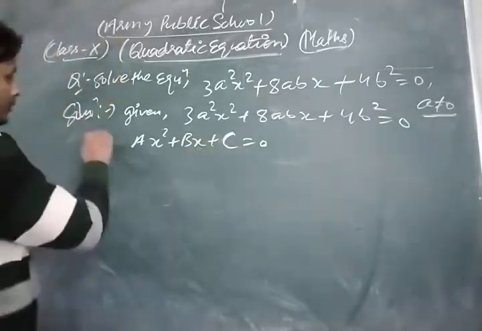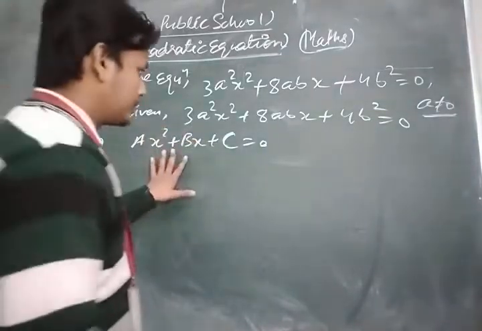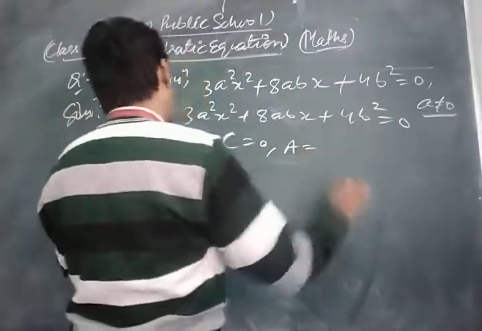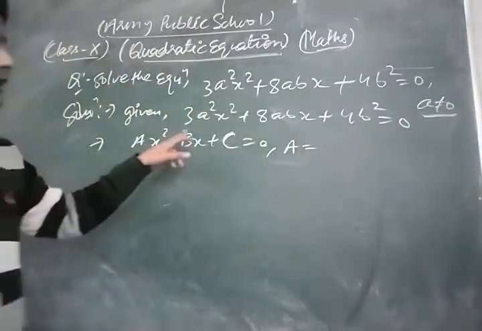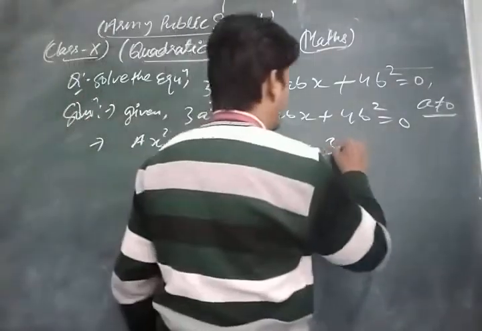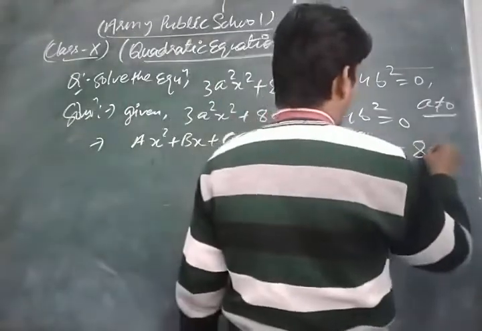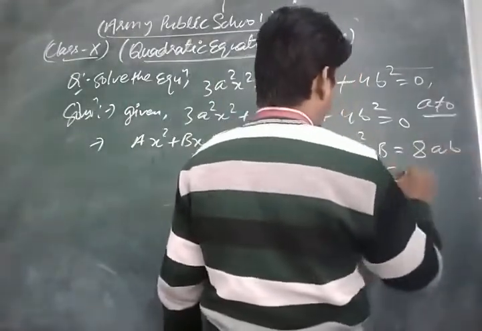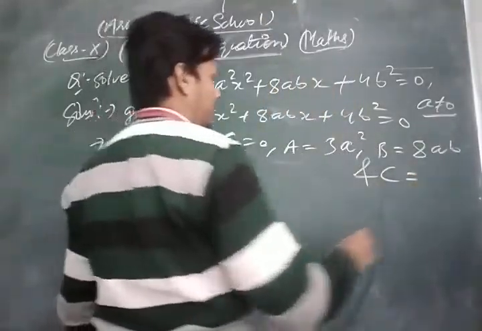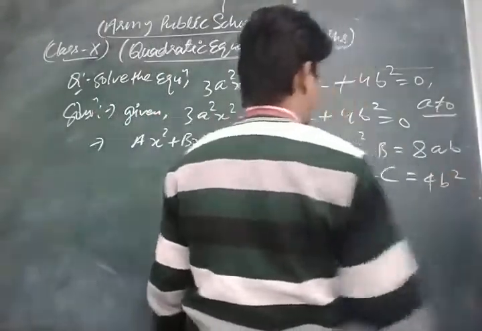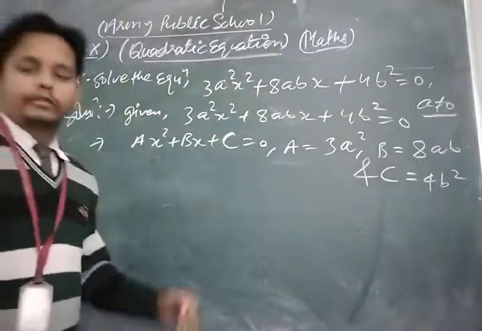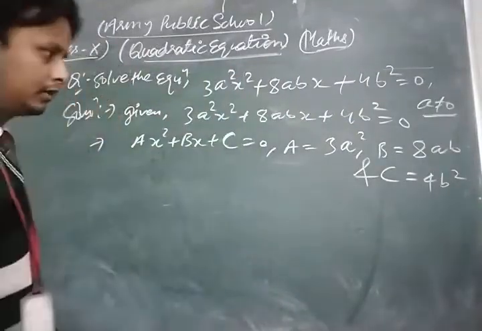Okay. Now on comparing with the given equation, A is the coefficient of x square. So here the coefficient of x square is 3a square. Similarly, the value of B, the coefficient of x, is 8ab, and the value of C as the constant is 4b square. Now we apply the formula.